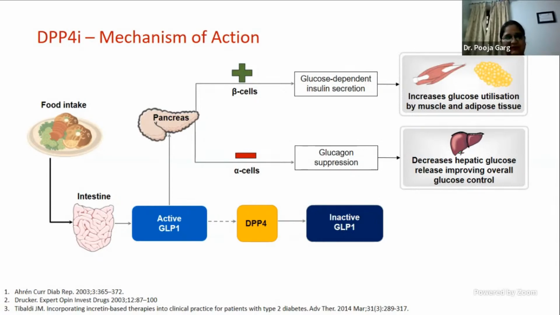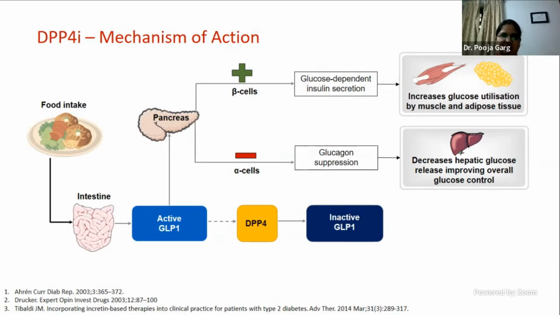So these DPP4 inhibitors inhibit this enzyme DPP4, thereby leading to prolonged activation of GLP-1 and activation of beta cells, leading to glucose-dependent insulin secretion, thereby increasing utilization of glucose by the muscles and the fat cells. And it inhibits alpha cells, leading to glucagon suppression, and thereby decreases hepatic glucose release and improves overall glucose control. So this is how DPP4 inhibitors act.